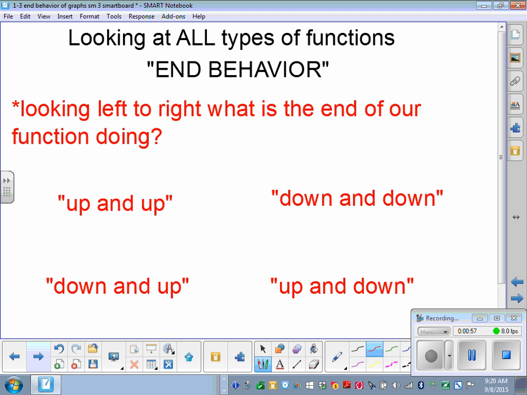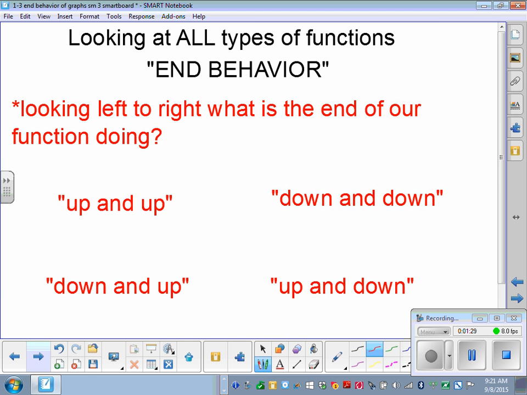So these are the things that you're going to describe them as. You're going to look at the ends of the graph, and you're going to describe it as up and up. You can describe it as down and down. You can describe it as down and up, and then you can describe it as up and down. Now, these are the words we're going to be using today to describe end behavior, the very ends of our graphs and what they're doing. We're going to be looking at quadratics along with many other higher order polynomials and their graphs.